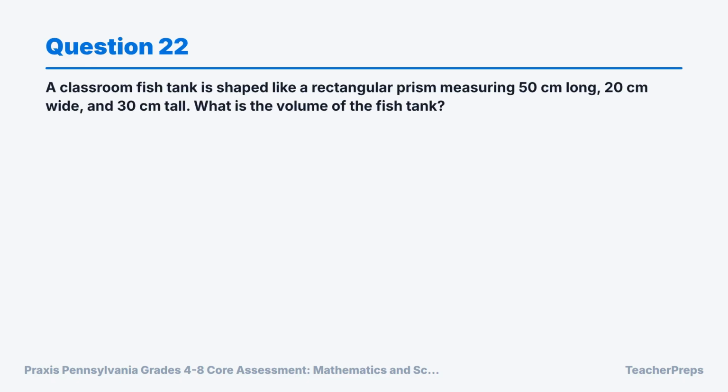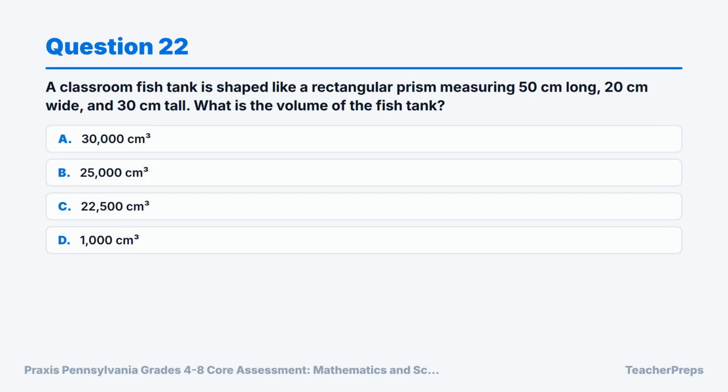Question 22. A classroom fish tank is shaped like a rectangular prism measuring 50 centimeters long, 20 centimeters wide, and 30 centimeters tall. What is the volume of the fish tank? Pause the video and select the best answer.